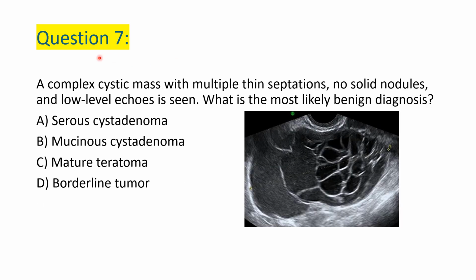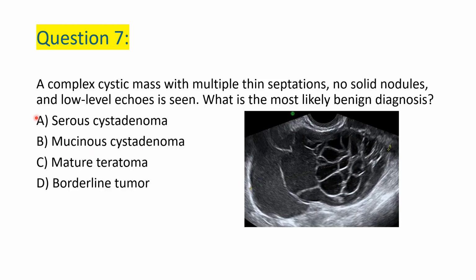Question number 7. A complex cystic mass with multiple thin septations, no solid nodules, and low level echoes is seen. What is the most likely benign diagnosis? So we have got the lesion there. You can see the multiple septations. They are just these tiny little internal low level echoes there. So this is a serous cystadenoma, mucinous cystadenoma, mature teratoma, and borderline tumor. So the correct answer is mucinous cystadenoma.